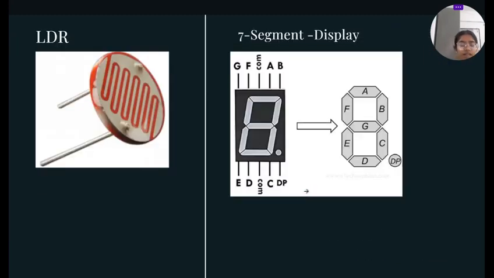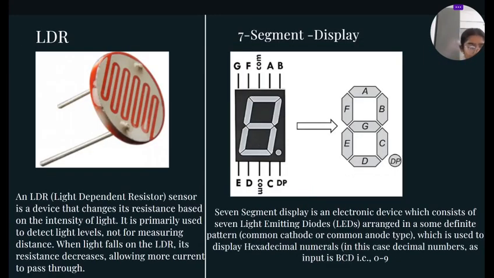Next is an LDR, light dependent resistor. The sensor is a device that changes its resistance based on the intensity of light. It is primarily used to detect light levels, not for measuring distance. When light falls on the LDR, its resistance decreases, allowing more current to pass through.